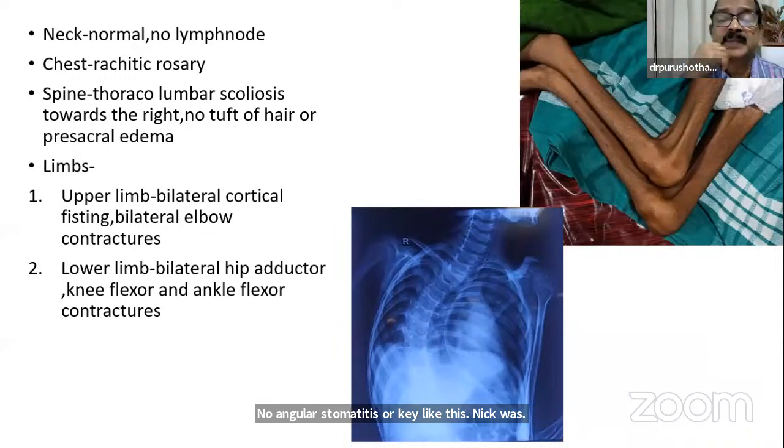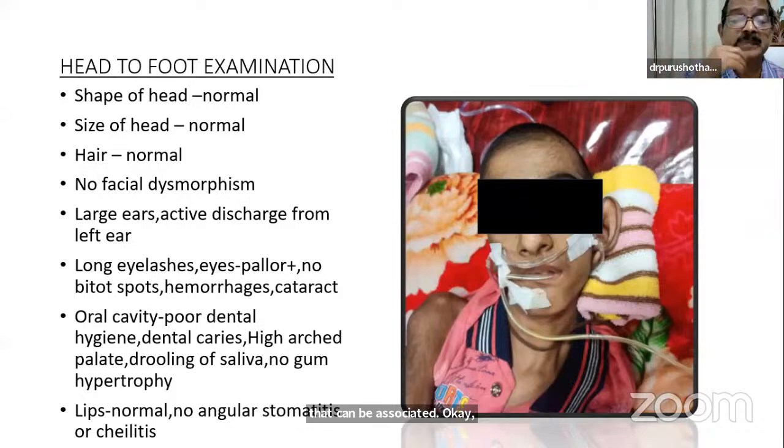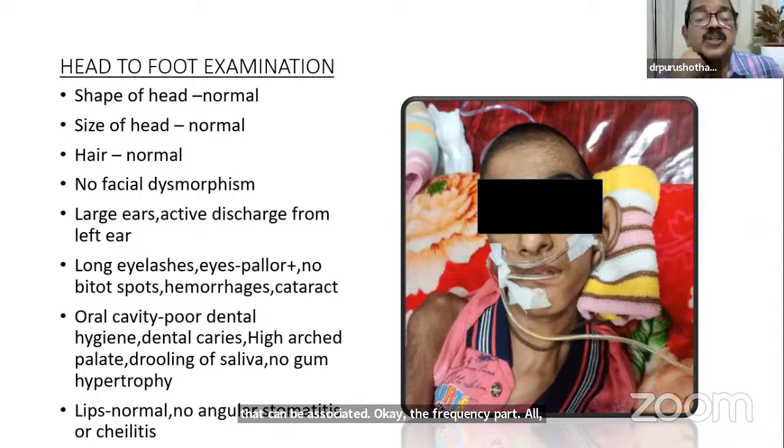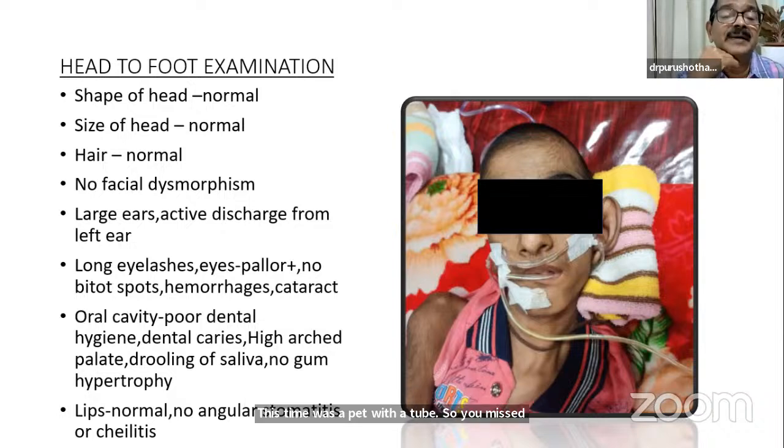In this part, micronutrient deficiency assessment is important because that can be associated. Deficiency part, pallor, vitamin A deficiency, angular stomatitis, all these things can be there. This child was fed with a tube, so you missed some relevant finding. Otherwise, what is the other thing which you will be looking for in patients like this, in a development delayed child?